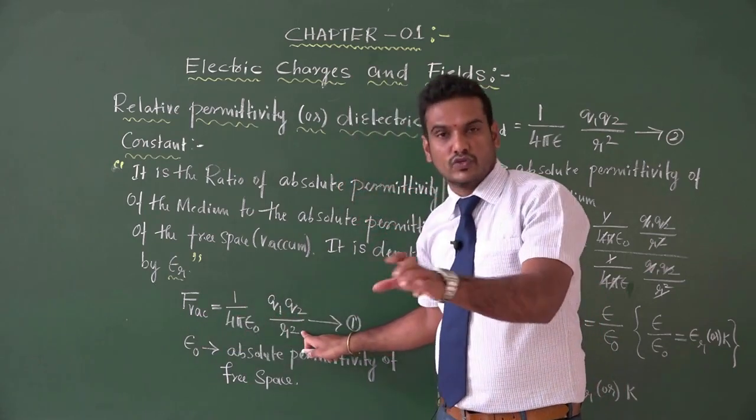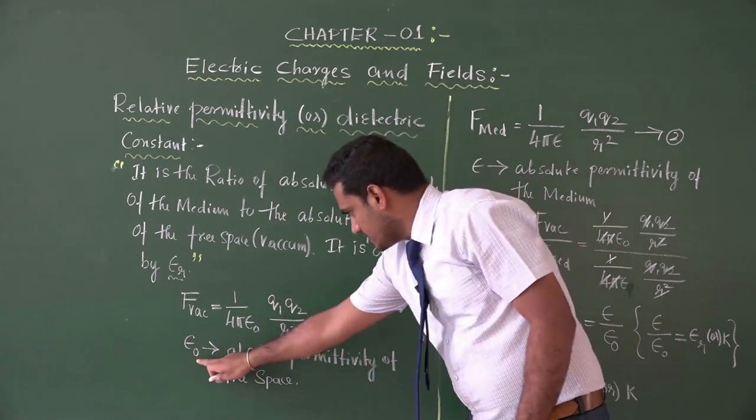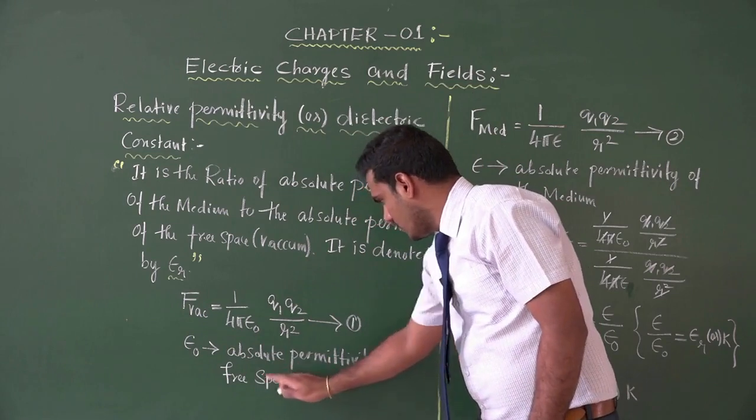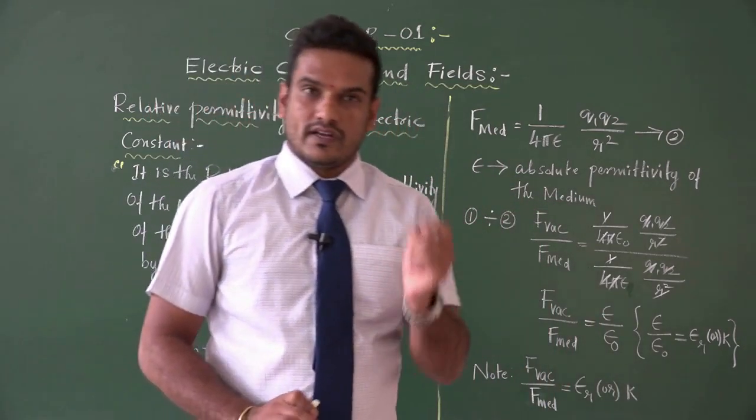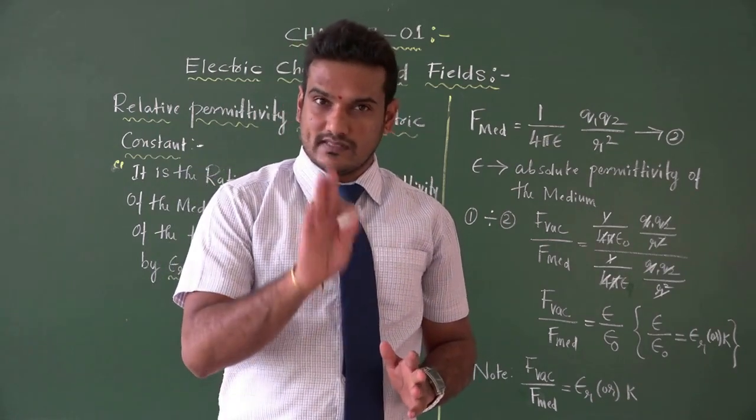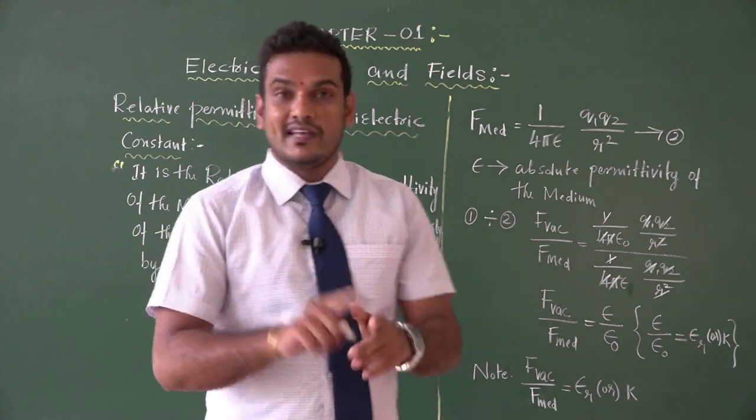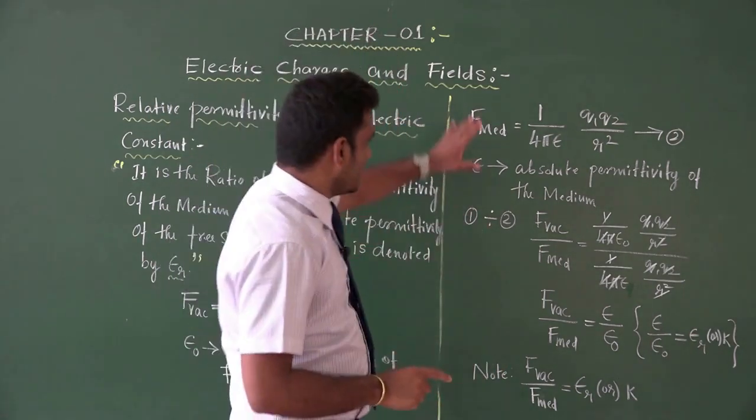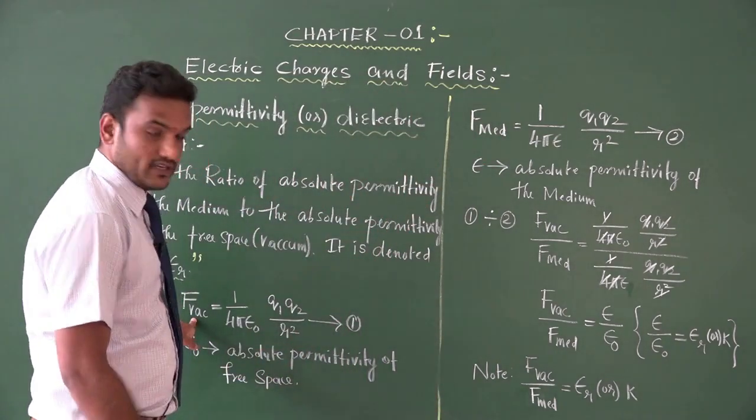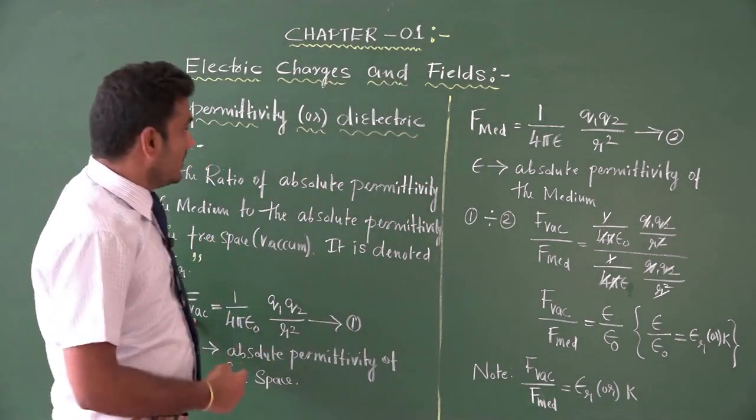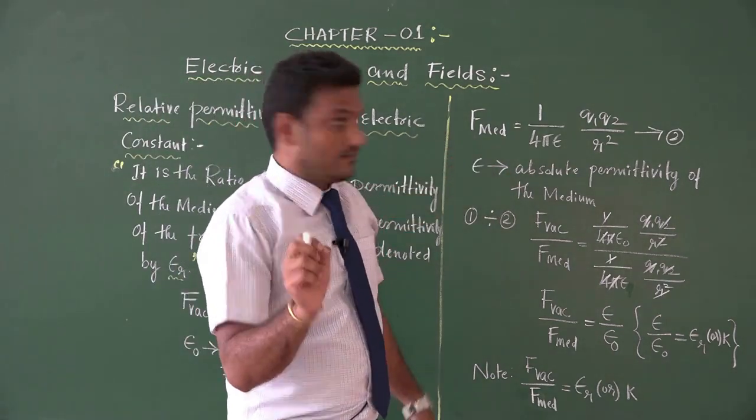The distance between the 2 point charges, which I consider as R, according to Coulomb's law. Here epsilon naught is the absolute permittivity of free space. The same 2 point charges, say Q1 and Q2, separated by the same distance R but placed in a medium other than vacuum, then according to Coulomb's law we have F medium. Look at this: F vacuum, because we placed them in vacuum, and F medium because we are placing them in any other medium.